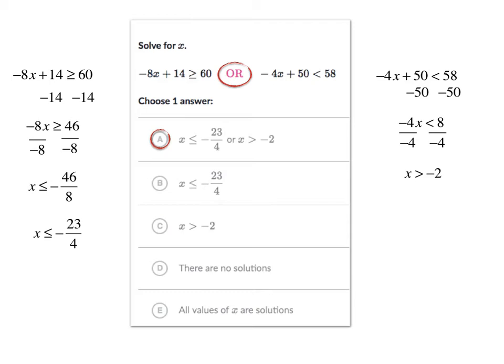And to think about what this would look like on a number line, we would have -23/4 on a number line. It's some negative number that's less than -2. So one part of this inequality would have a filled-in circle at -23/4, and numbers less than that would be included in the solution set. Or another part of this solution set is an open circle at -2, and numbers strictly greater than it. So that's how we handle a compound inequality with the word "or." Now let's look at one with "and."